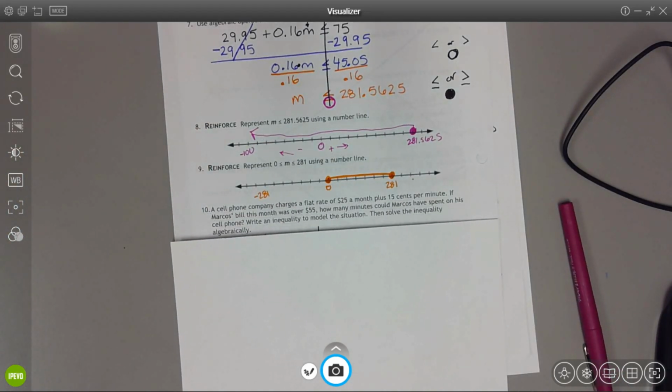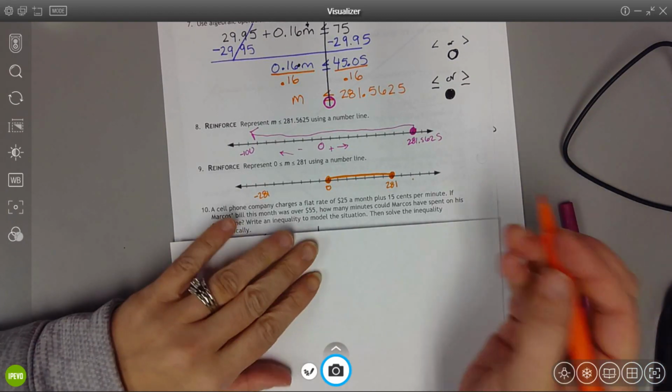Question 10. A cell phone company charges a flat rate of $25 a month. Okay, so I'm going to circle that.